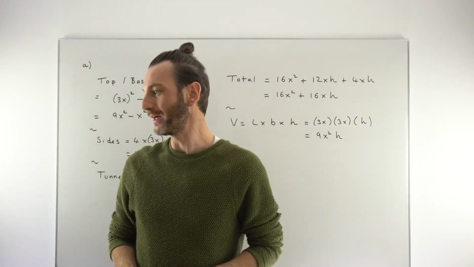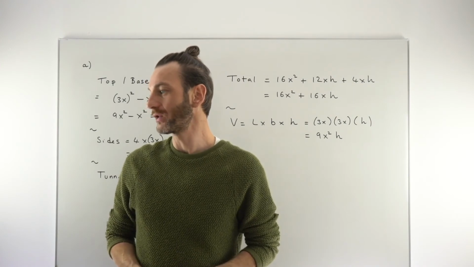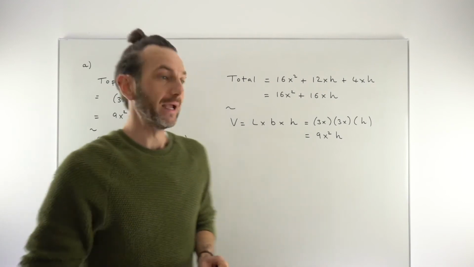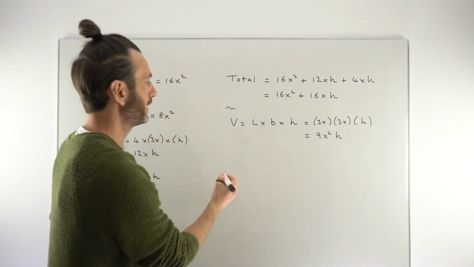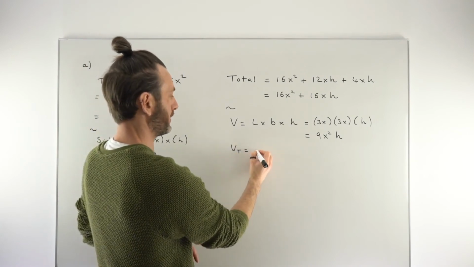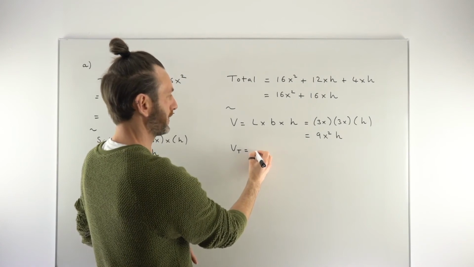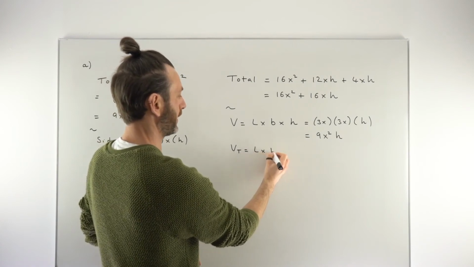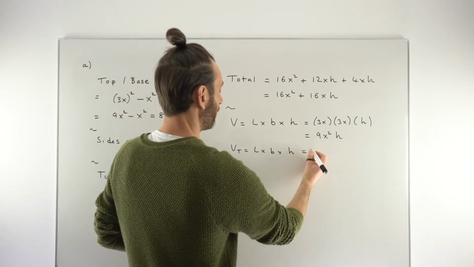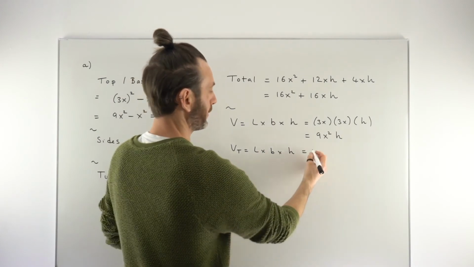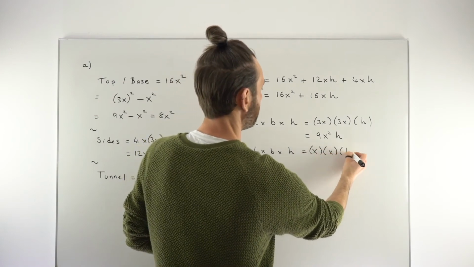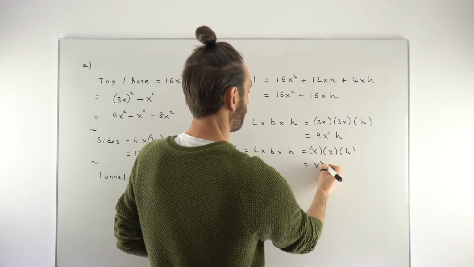The volume of the tunnel itself is x times x times h, so x squared h. So let me just use a subscript here to mean tunnel. It's the same thing as length times breadth times height for a cuboid, which is the tunnel. And depending on how you think about it, that's going to be x times x times h, which is x squared h.